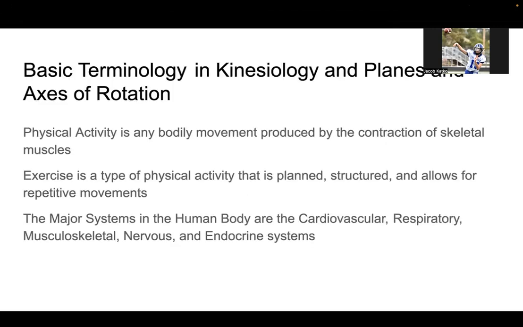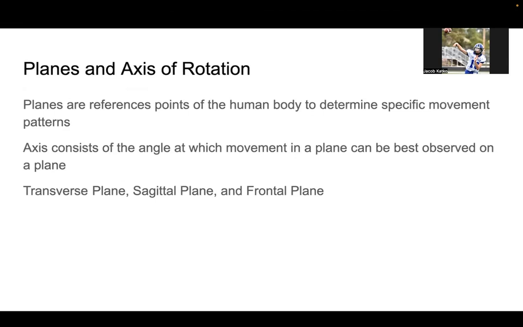Starting off with basic terminology in kinesiology and planes and axis of rotation. Physical activity is any bodily movement produced by the contraction of skeletal muscles. Exercise is a type of physical activity that is planned, structured, and allows for repetitive movements. The major systems in the human body are the cardiovascular, respiratory, musculoskeletal, nervous, and endocrine systems.